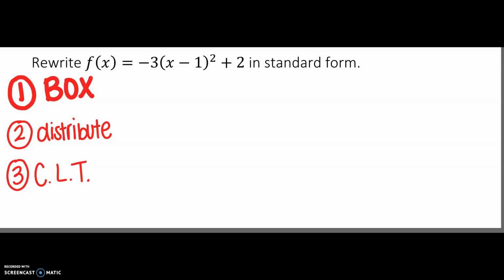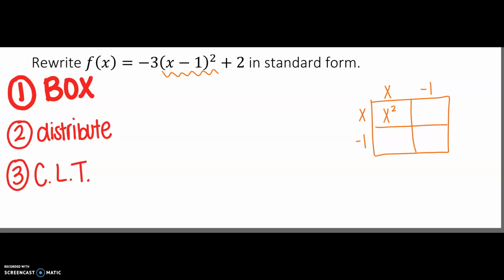So I'm going to draw my box over here this time. It's going to be a 2 by 2 box, and we're dealing with this x minus 1 squared in the box. So we have x minus 1 on the top and x minus 1 on the side. X times x is x squared. X times negative 1 is negative 1x, or just negative x. Same thing here. X times negative 1 is negative x. And negative 1 times negative 1 is positive 1.